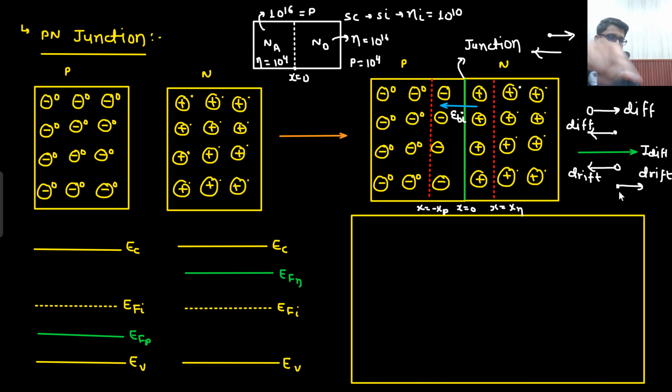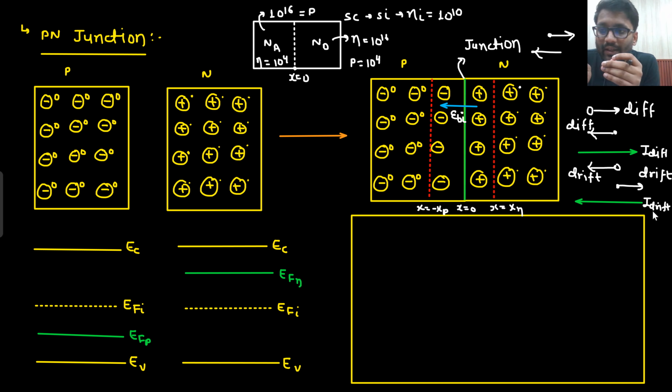So holes are drifting in this direction, electron is drifting in this direction. So what do you think? What will be the direction of current? The direction of drift current would be this one. This is the direction of drift current. And at the equilibrium, drift and diffusion will cancel out each other, and eventually your current would be 0.